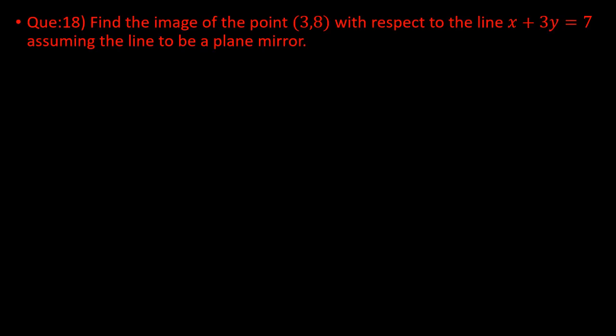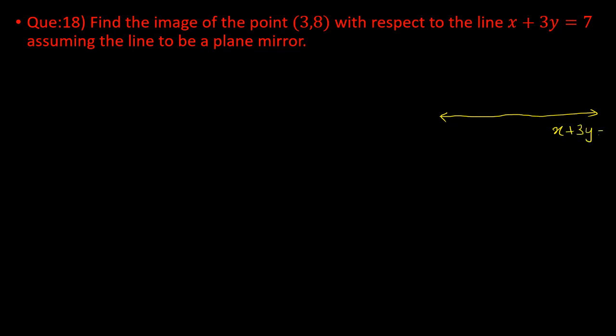Question number 18. Find the image of the point 3, 8 with respect to the line x plus 3y is equal to 7, assuming the line to be a plane mirror. So we have to find the image of this point 3, 8 according to this line. Means it is the story like this way. Sorry, not a straight line. We try to draw a perfect straight line. It's looking similar. I mean straight.